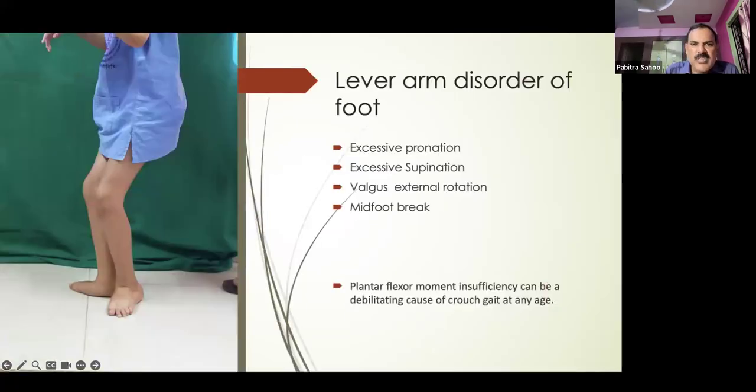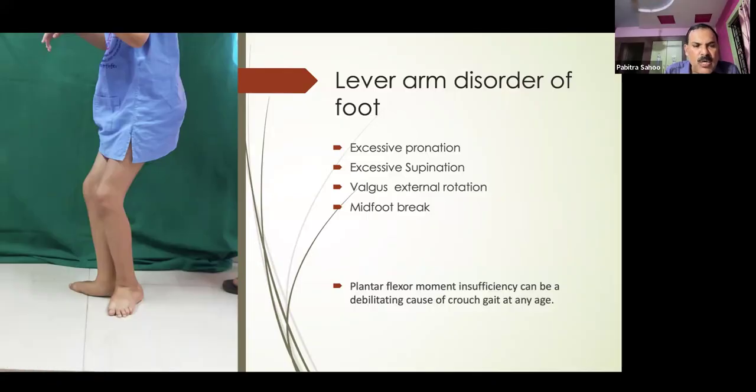So this lever arm problem in CP around the foot is the excessive pronation. As you all know, a pronated foot is a soft foot. In a normal child with a flexible flat foot, or CP with a pronated foot, all pronated feet are flexible feet. They are all flexible levers. But a supinated foot is a rigid lever. A supinated foot is seen in hemiplegic CP with the heel in an inverted position, a varus position.